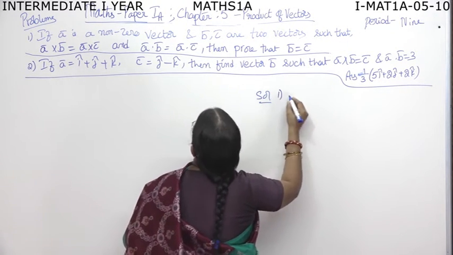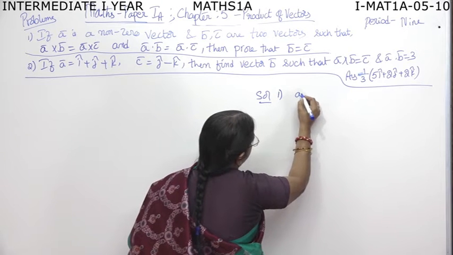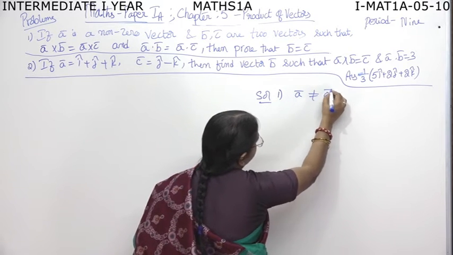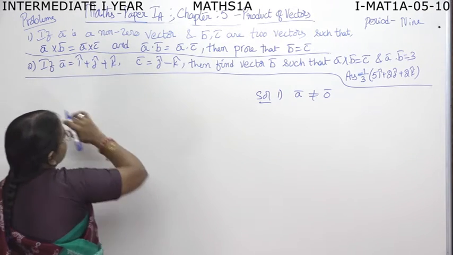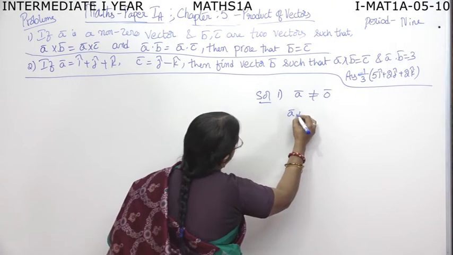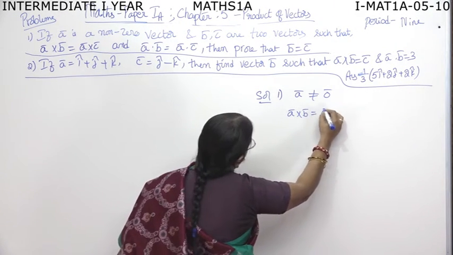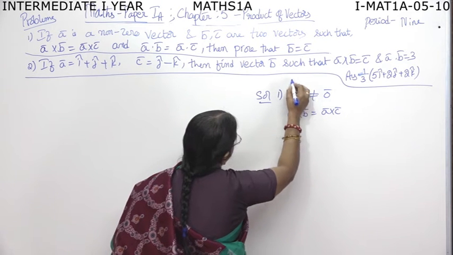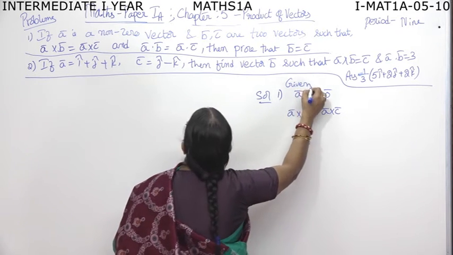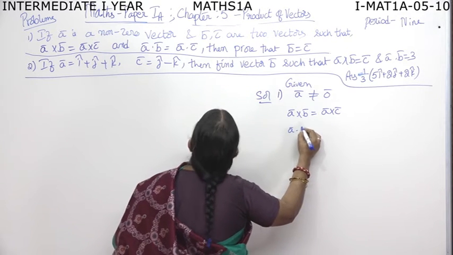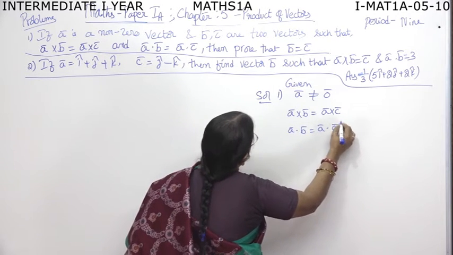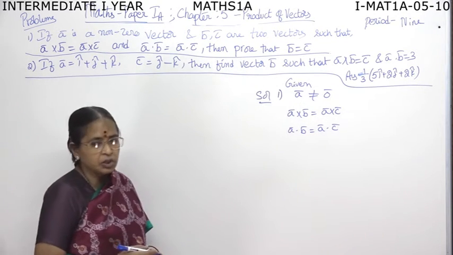A is a non-zero vector. A is not equal to zero vector. And then A cross B is equal to A cross C is given. So these are all given. And then what is given? A dot B is equal to A dot C is given. You must show that B is equal to C.